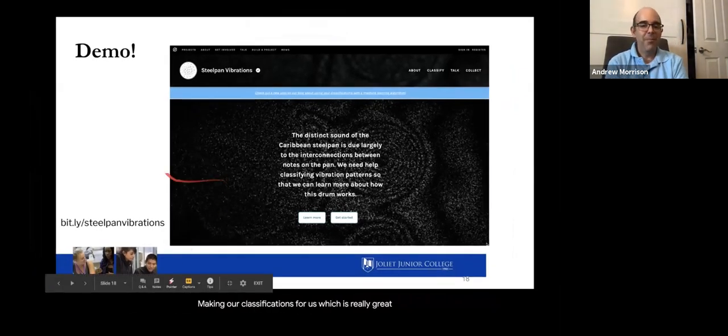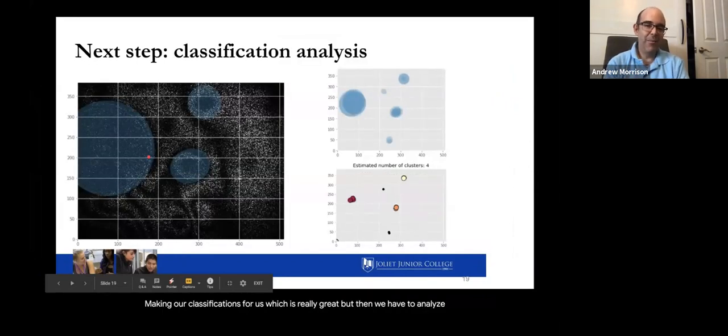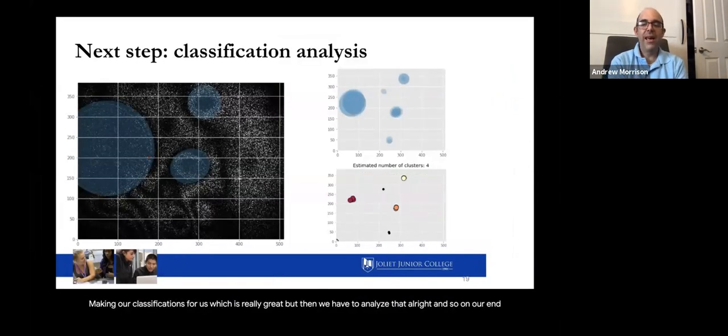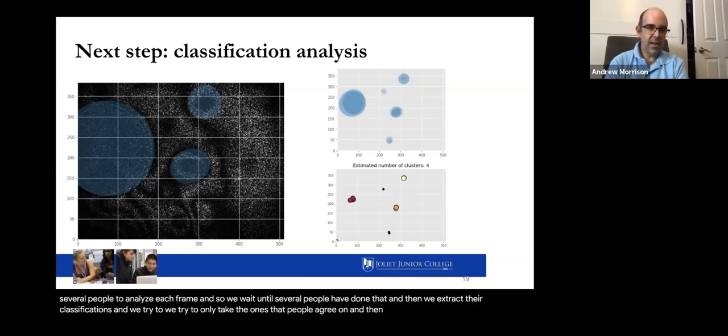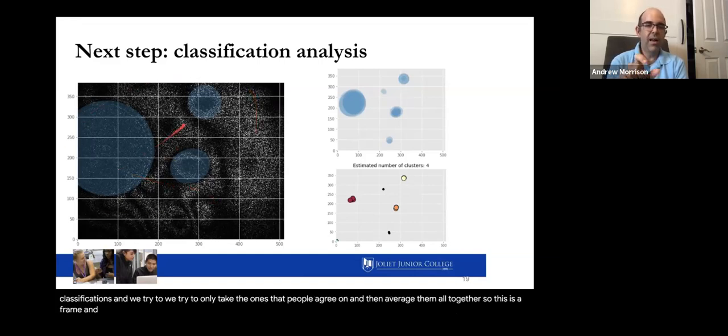But then we have to analyze that. On our end, we ask several people to analyze each frame. We wait until several people have done that, and then we extract their classifications, and we try to only take the ones that people agree on, and then average them all together. So this is a frame, and each of these blue shaded regions are average ellipses that have passed the quality checks.